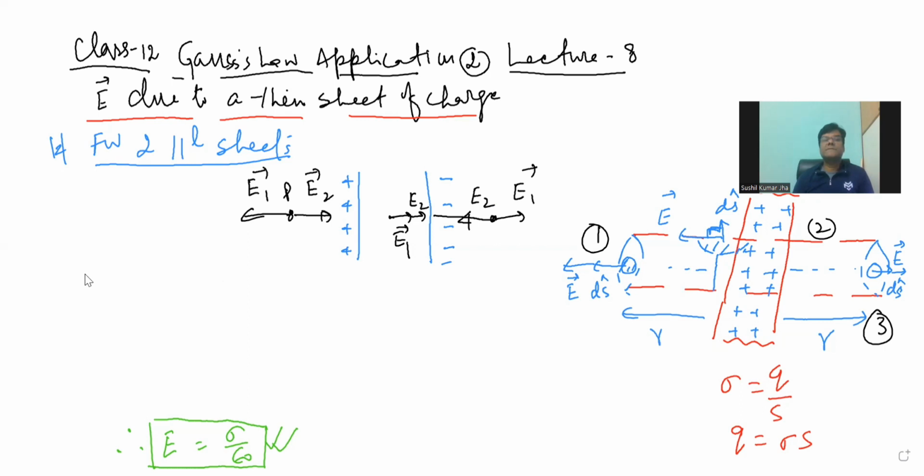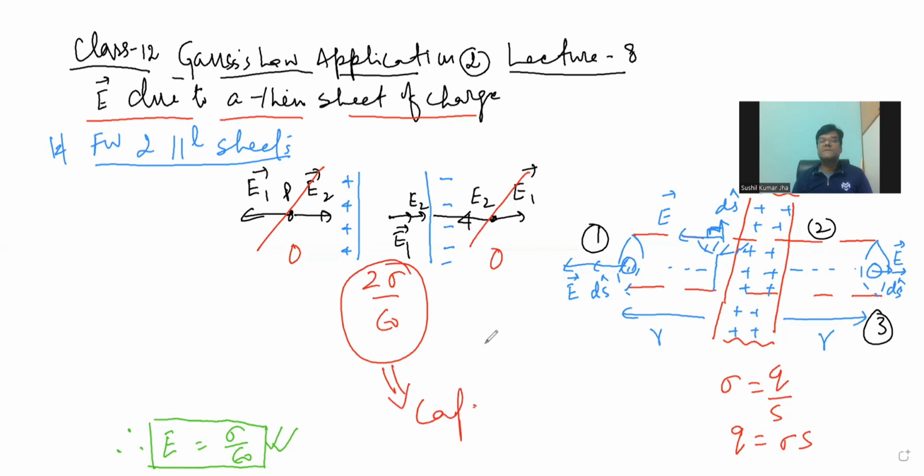So what we find? We see that this will be equal and opposite, so 0. Here equal and opposite, so 0, because value will be sigma by epsilon naught only. But here sigma by epsilon naught plus sigma by epsilon naught, so it is 2 sigma upon epsilon naught. Inside, in between the sheets, it will be 2 sigma divided by epsilon naught. And this formula we are using for capacitor also, right?